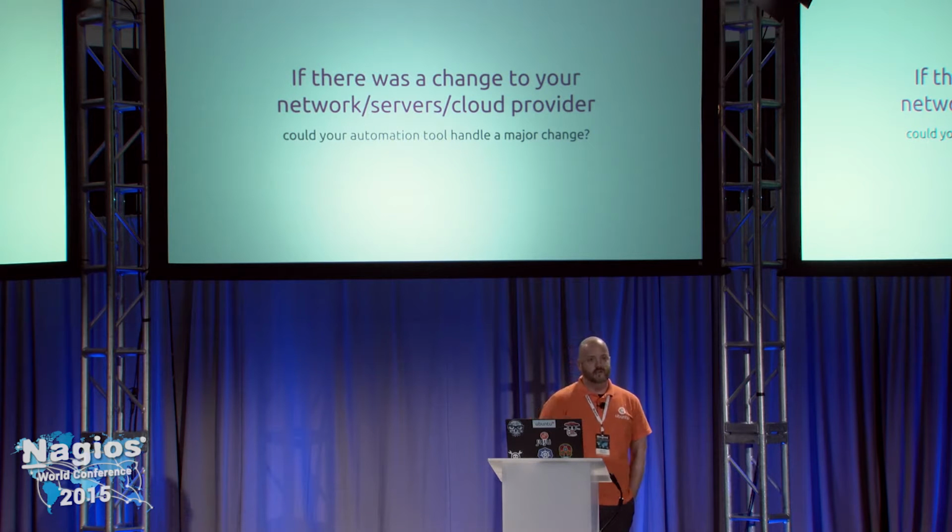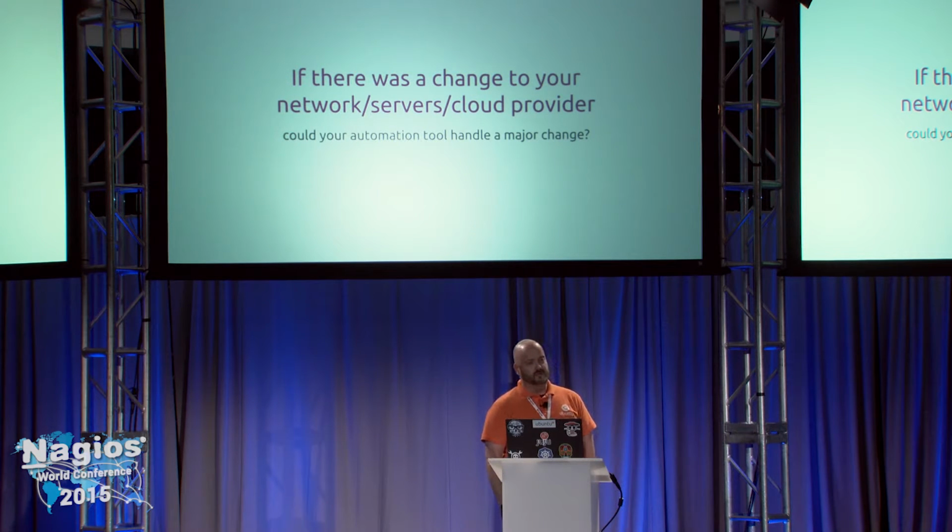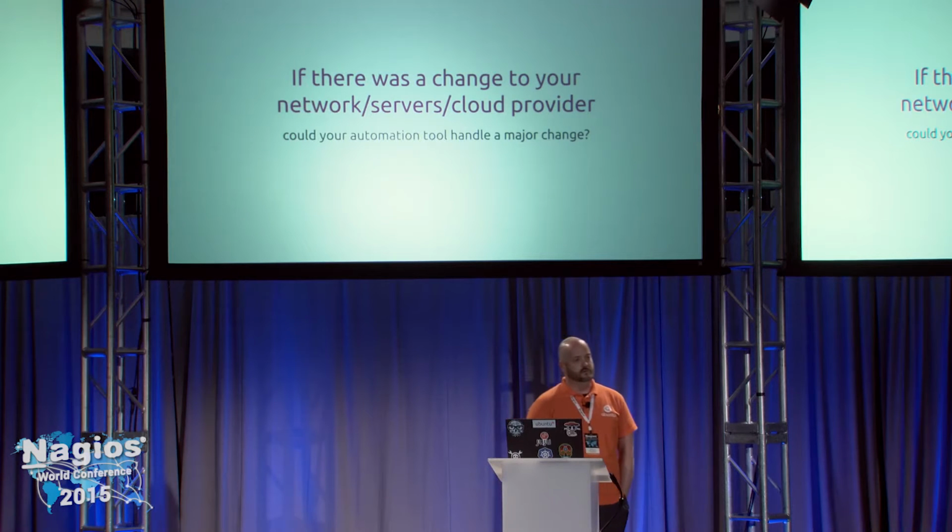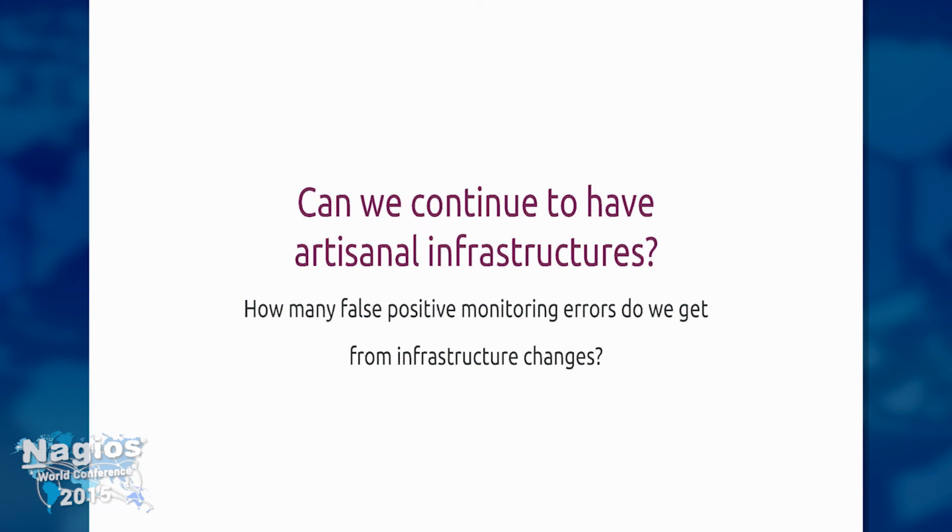Now, I know many of you might not be deploying in the cloud. So if you got your wish, and you got shiny new servers, how fast could you roll those out, and would those new servers be deployed easily with your automation solution? Typically, with configuration management tools, there might be some complexity leading to inflexibility, but hopefully not. Can we continue to have our artisanal infrastructures?